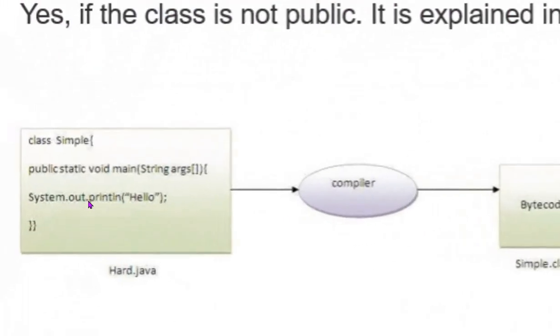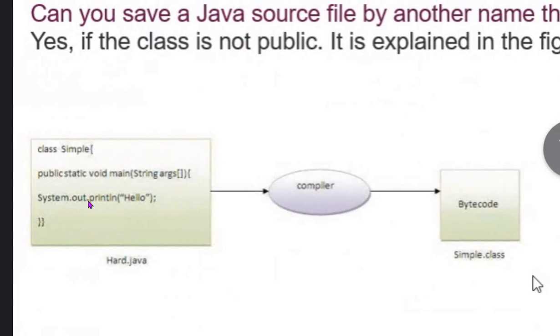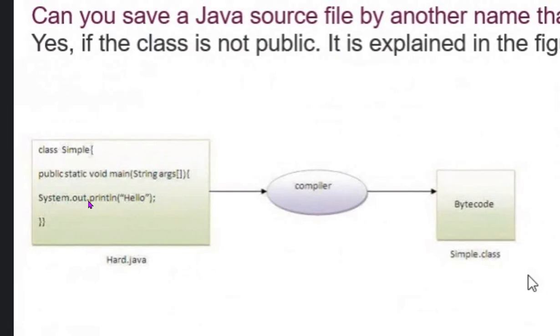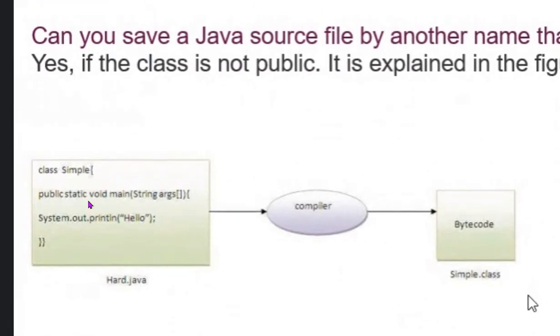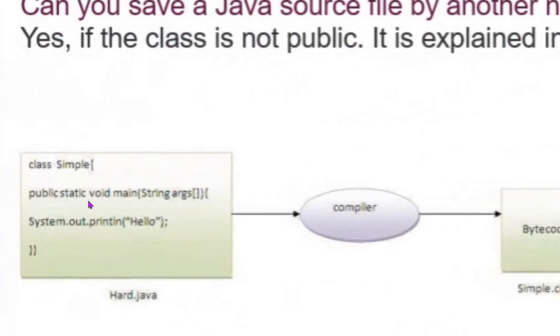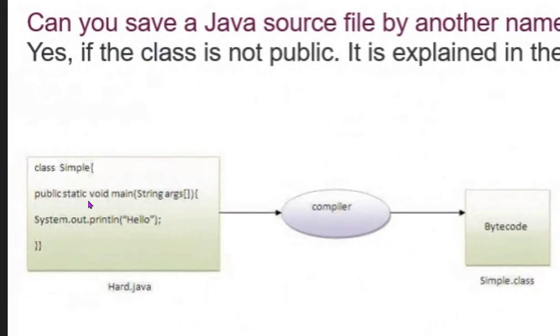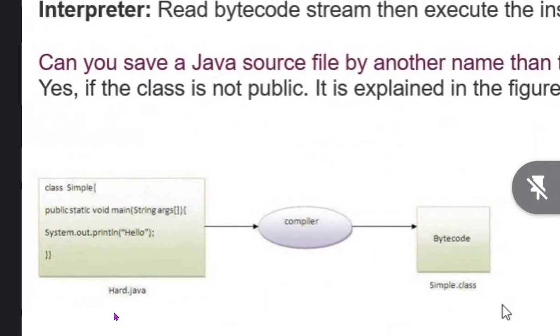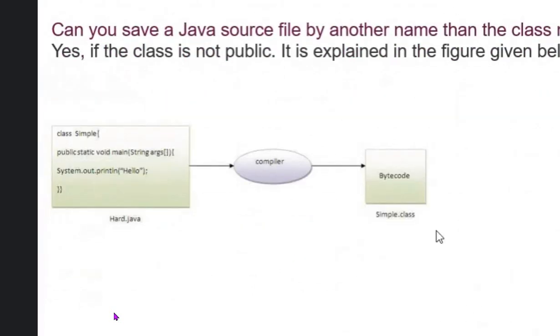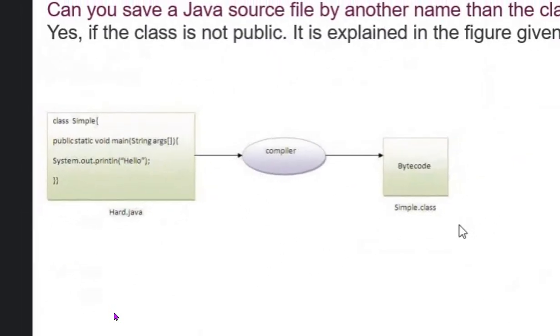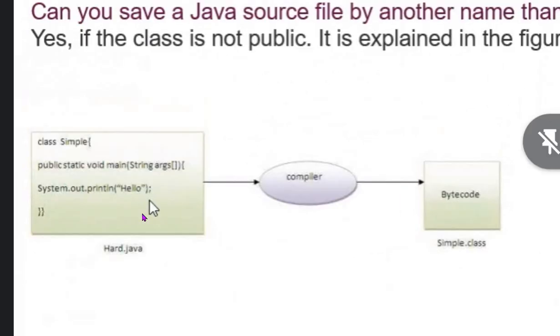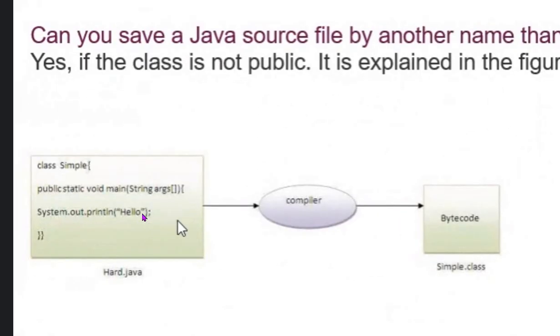So if you want to run that class and the main method, then it has to be the same class name actually. Whatever the class name we are giving, that name only we are saving. But if you see here, it is Hard.java. But actually, can you test this? Previously, it was not possible. It used to have to be the same.